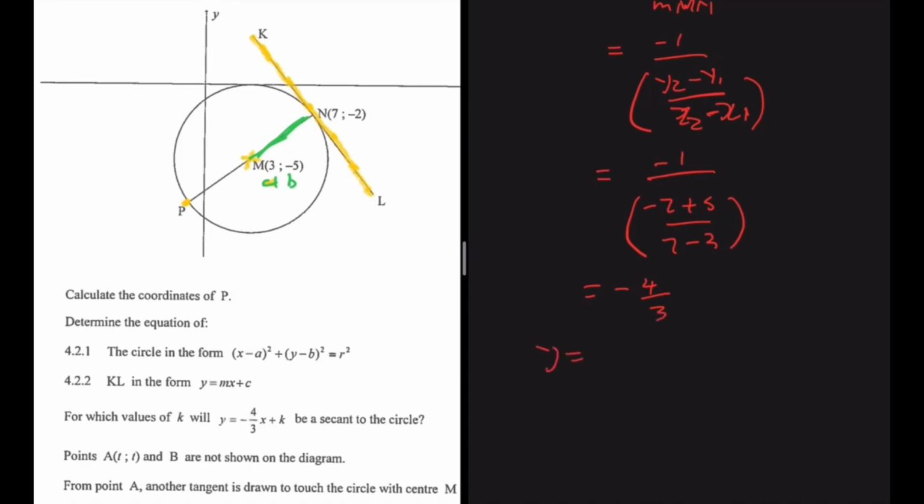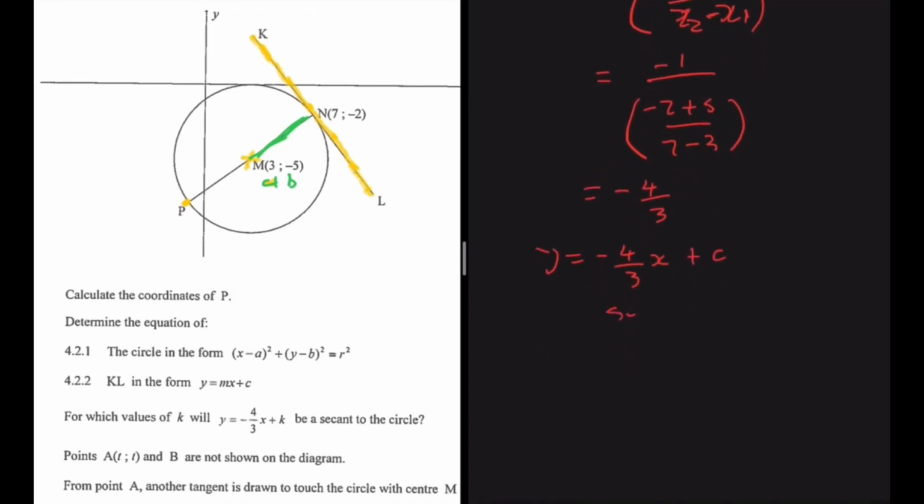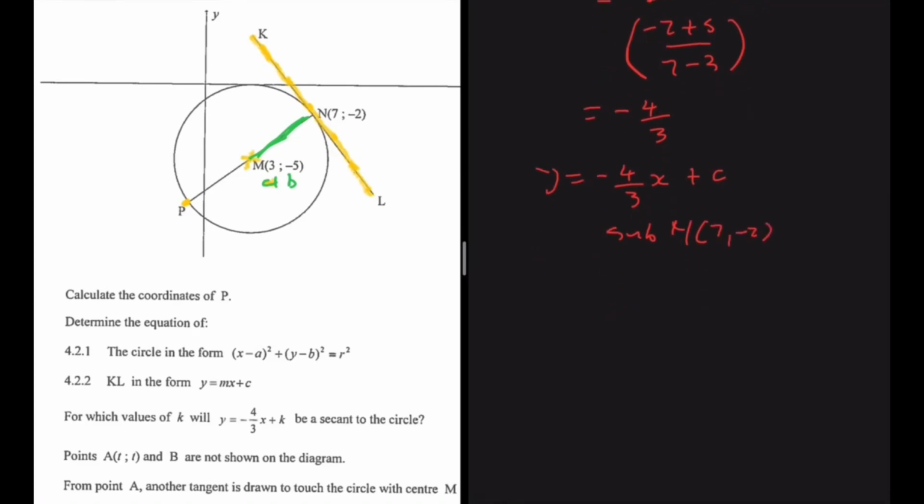So now we can say that y is equal to minus 4 divided by 3 x plus c. Now we can sub in N, right, in order to find c. So if we sub in N, we're going to get minus 2 being equal to minus 4 divided by 3 multiplied by 7 plus c, right? So c should be equal to minus 2 plus 4 divided by 3 multiplied by 7, and this should be equal to, so c is 22 divided by 3, right?